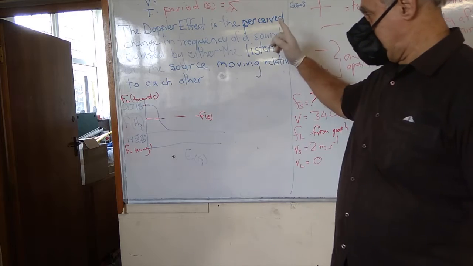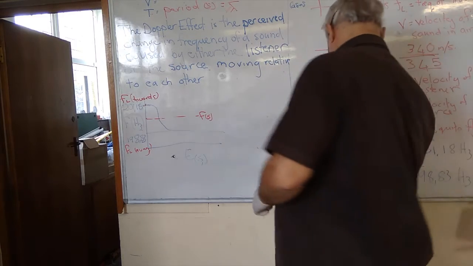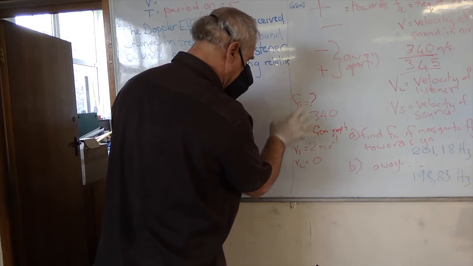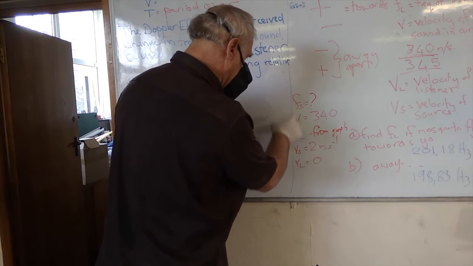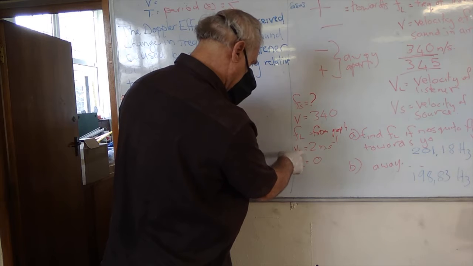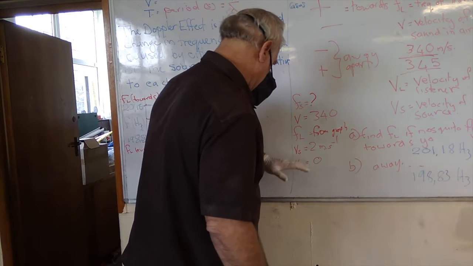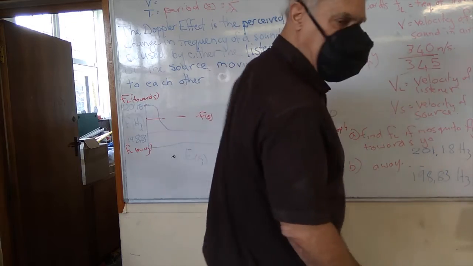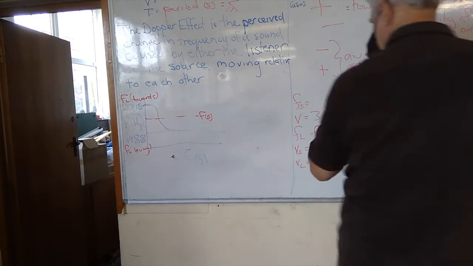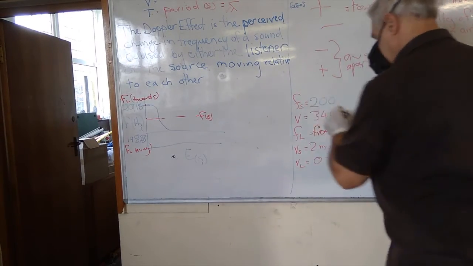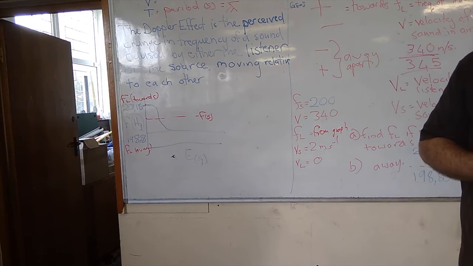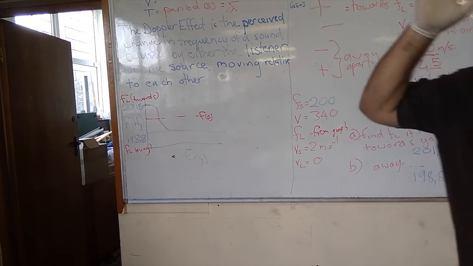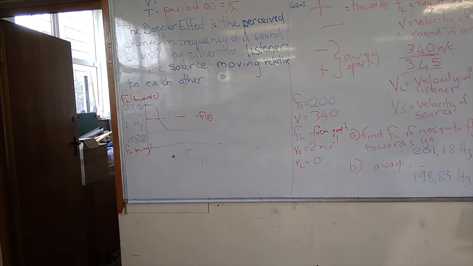They don't tell you the frequency of the source, the mozzie. The velocity of the source. The frequency of the source. Now, they don't tell you that it's 200. You know what they do? They give you the period.